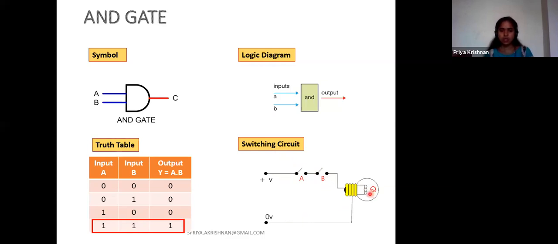So this is how you can understand the AND gate. An AND gate is always a series of switches. Two switches are there, and only when both switches are closed together at the same time do you get a closed loop, and then the lamp starts to glow, or else it will not glow.